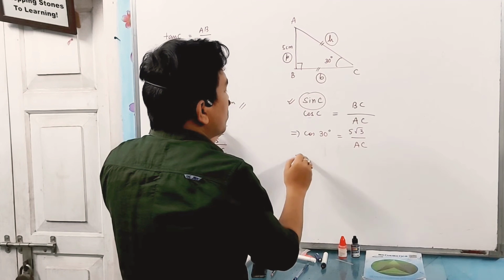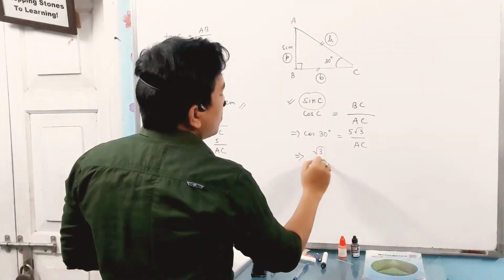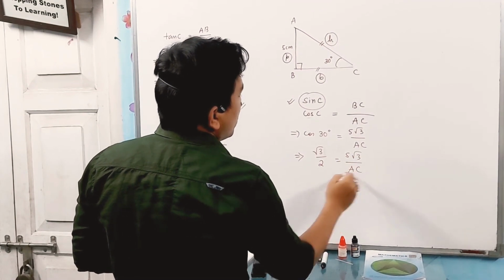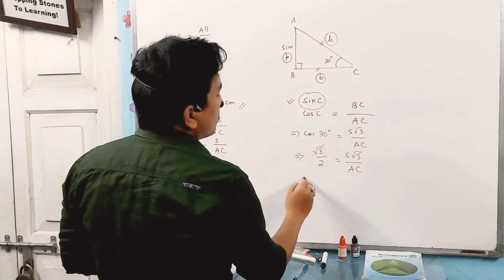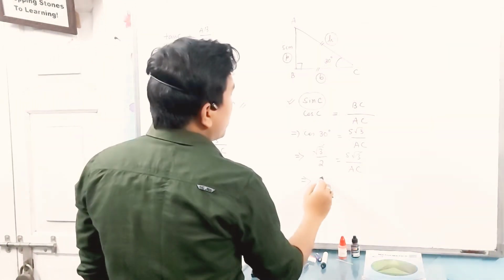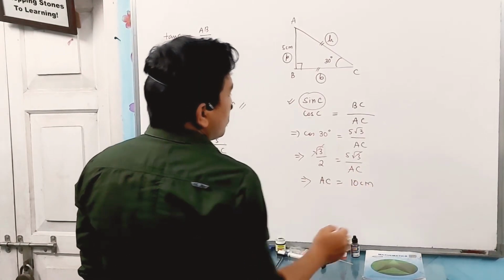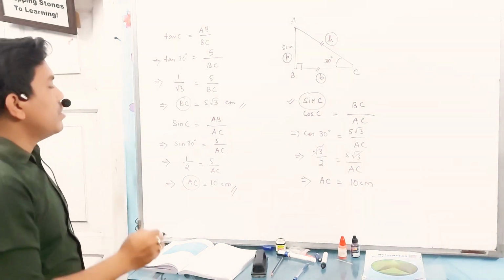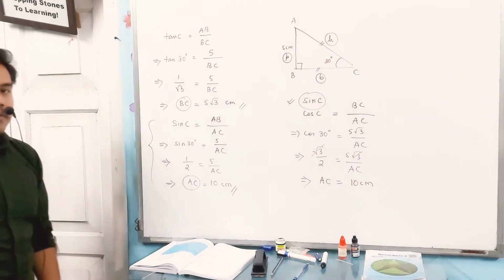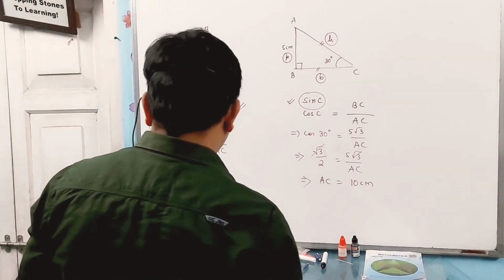So cos 30 is equal to root 3 by 2. So 5 root 3 by AC. I think root 3 will be cancelled now. Numerators on both sides can be cancelled if they are same. So now we cross multiply. What you will get? AC equal to 2 into 5, 10 centimeter. I think this will be easier, isn't it? Alright. So now let us proceed to the next.